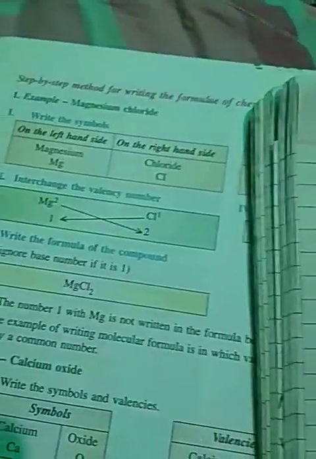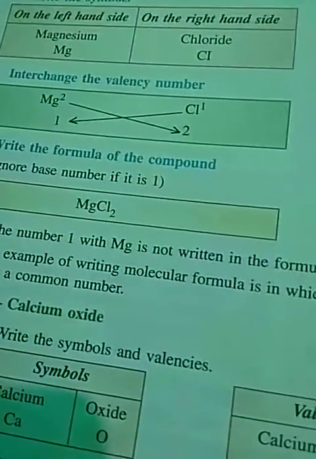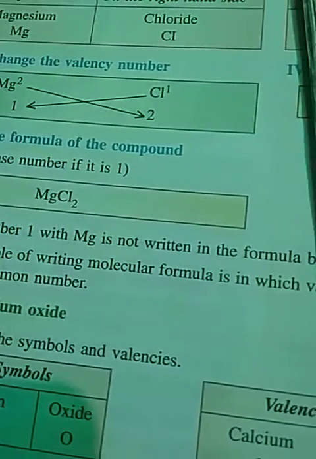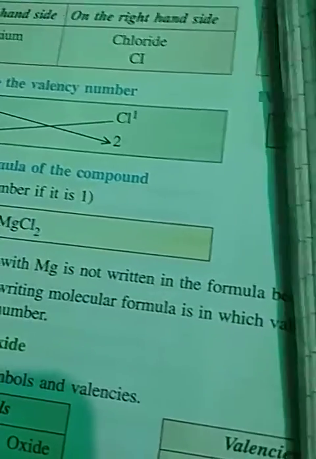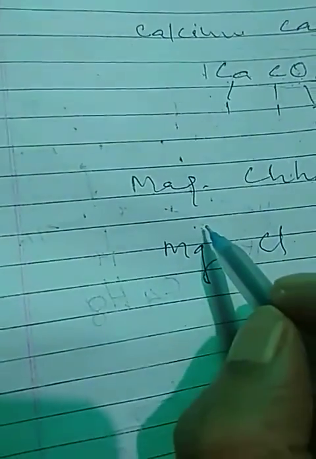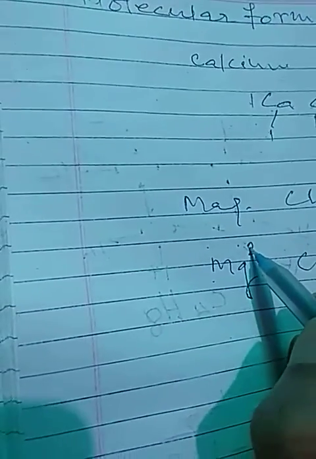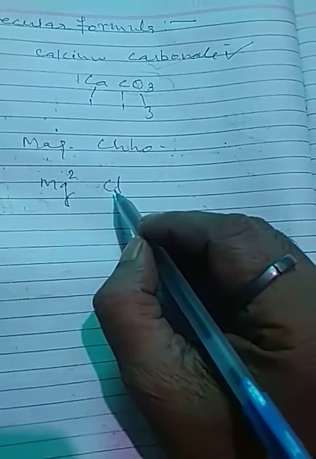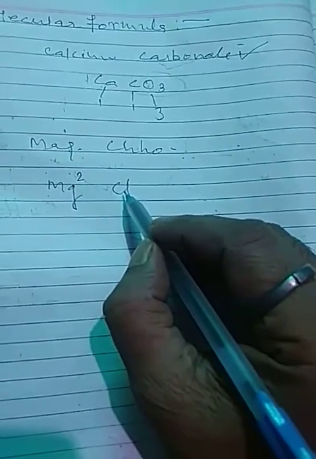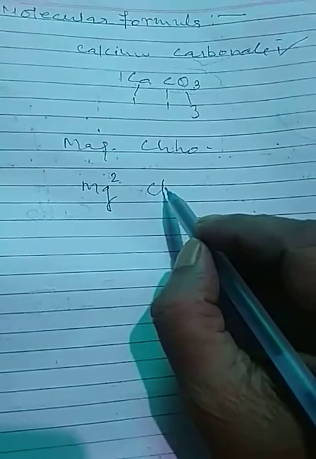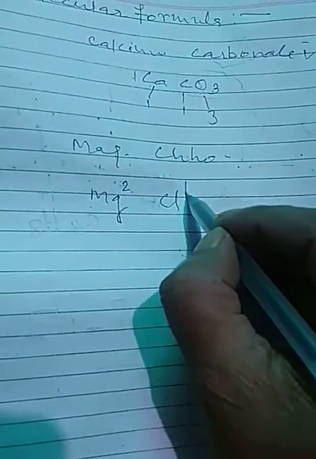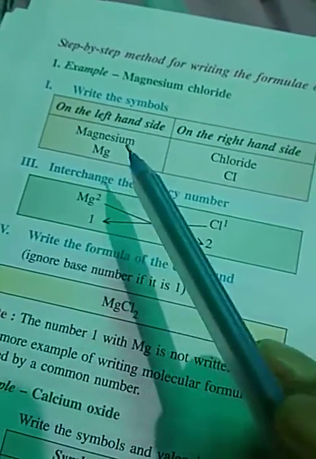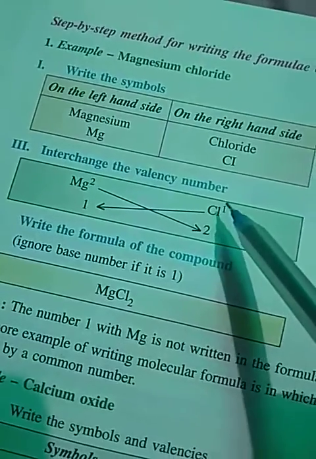Now, if we know the atomic number of magnesium, it is 12. So, the configuration will be 2, 8, 2. It will lose 2 electrons. So, its valency will be 2. We write the valency at the top. Not here, not here, not here. At the top. Chlorine, its atomic number is 17, configuration is 2, 8, 7. So it will either accept or share 1 electron. So its valency will be 1. So we write this Mg with 2 on top and Cl with 1 on top.